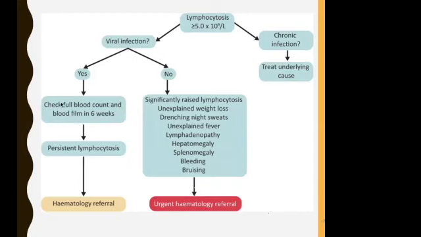Okay. For the viral infection, if the patient has a viral infection, all you need to do is just wait for 6 weeks. If they still have lymphocytosis, send them to hematology, okay?